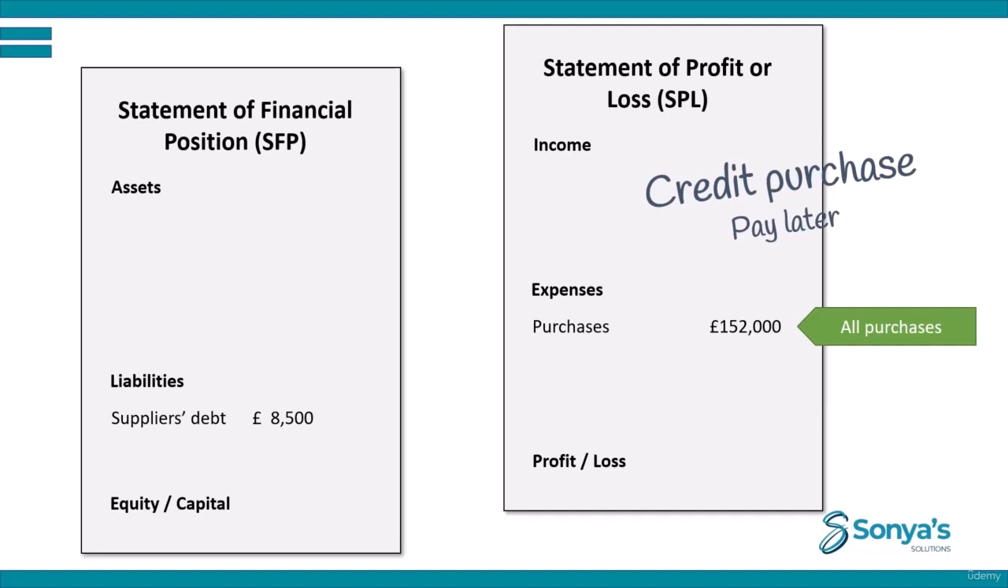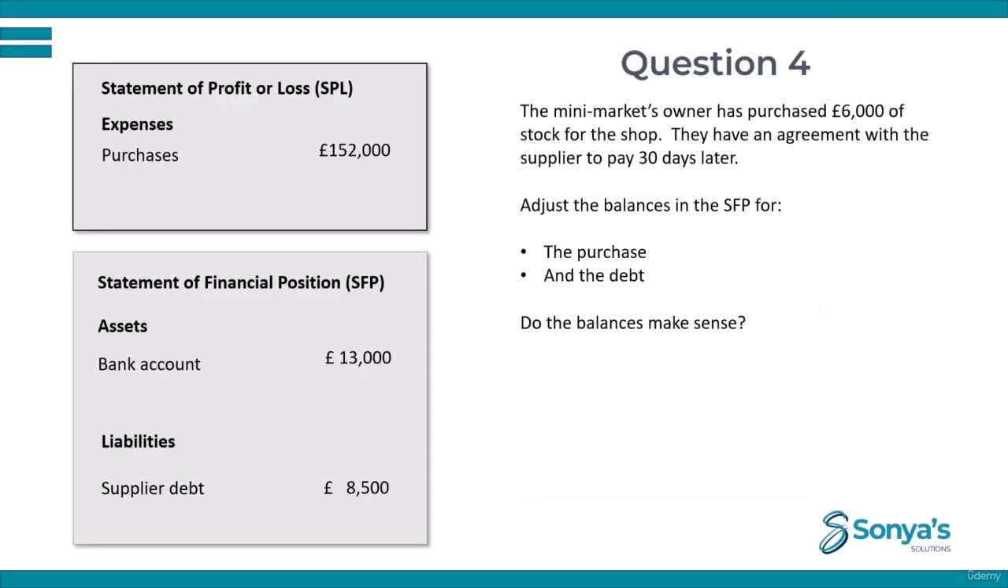For a credit purchase, there's an agreement involved, as the business pays usually around 30 to 60 days later for its stock. We use a supplier's debt account to record what the business owes to its supplier. Let's remember that the balance on the debt account tells us what the business currently owes. Get ready to pause the video to give yourself time to read and answer the question.